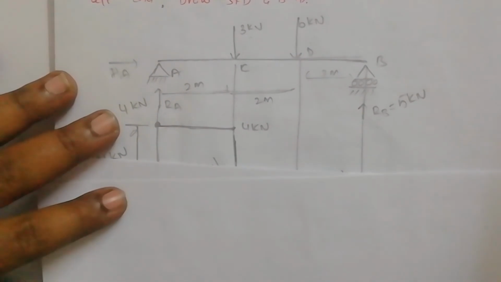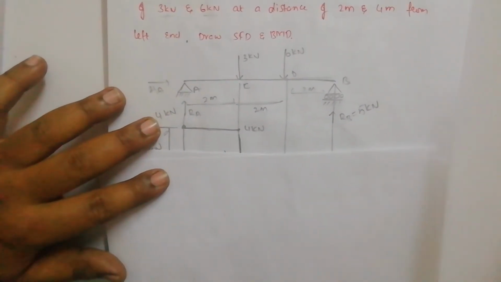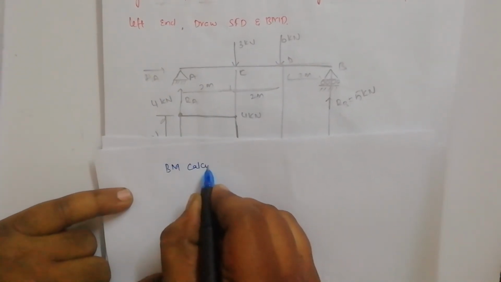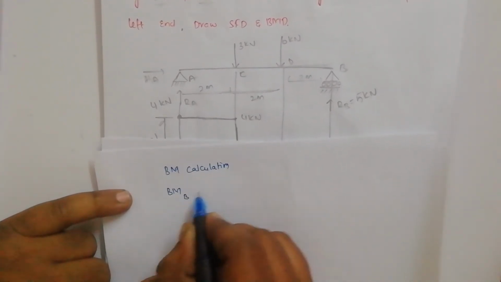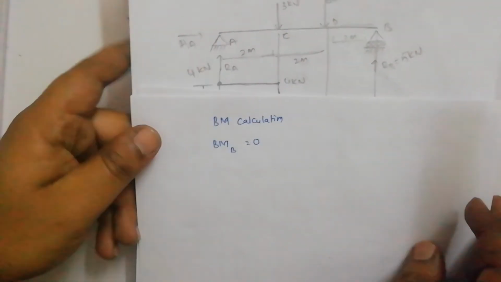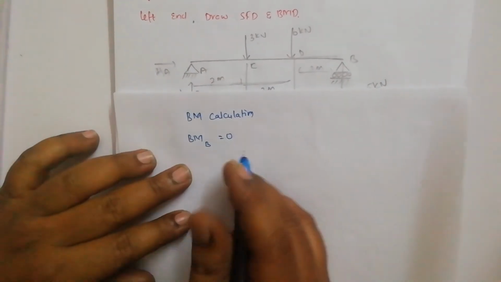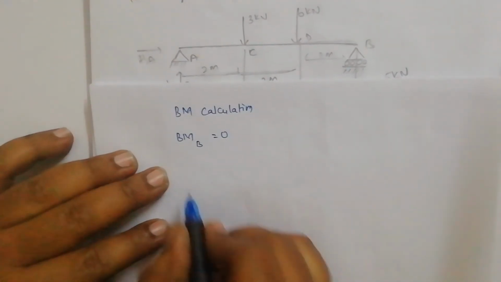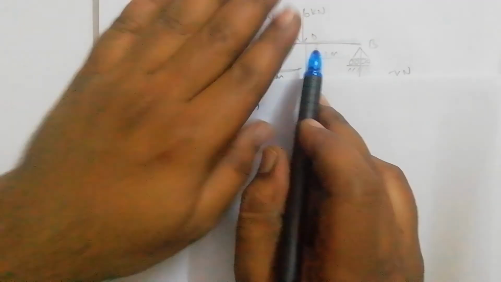So let us, I hope it is clear. Okay, so what is the bending moment calculation? So first, bending moment at B is equal to 0. Bending moment at B is equal to 0 because there is no load before point B. Okay, before point B.